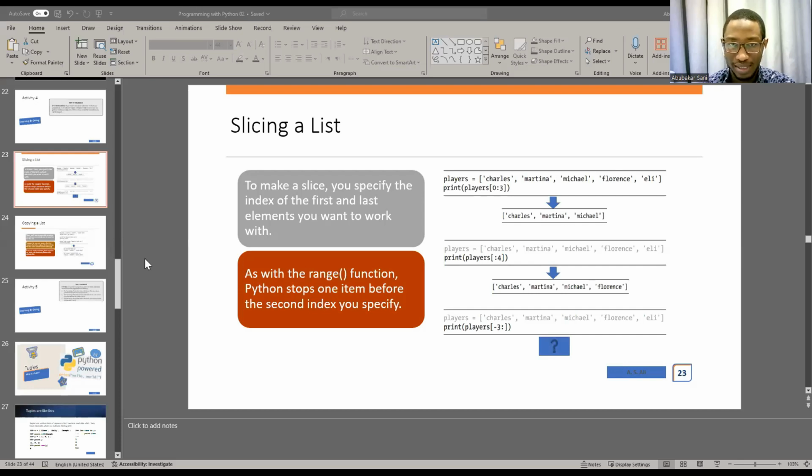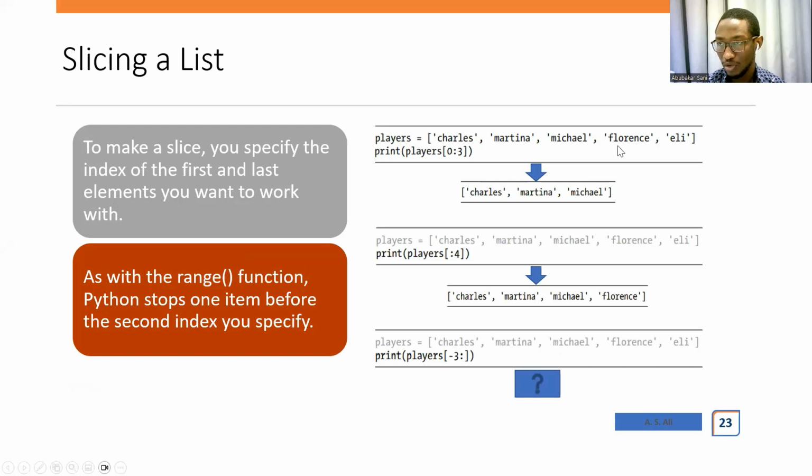Okay, so the next thing I would like us to look at is slicing a list. So what do we mean by slicing? Slicing, just like what you do when you have a cake, you take some portion of the cake, some slices of the cake. Same thing you do here. So when you have a list, let's say of names, for example, Charles, Martina, Michael, Florence, Eli, and you just want to maybe send a message to the first three, Charles, Martina, and Michael. How do you take the three out of the five? How do you take this slice, this portion?